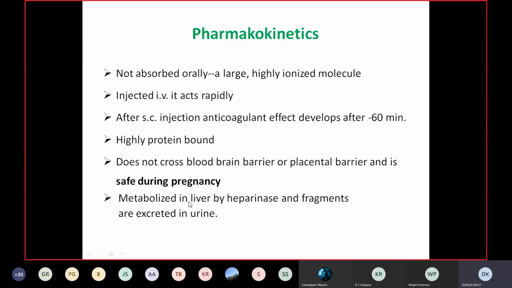It is metabolized in the liver by heparinase enzymes, and the fragments or metabolites are excreted in the urine. So whenever there is a liver disease patient or a kidney disease patient, you have to decrease the dose of the drug, because it is metabolized in the liver. Whenever there is any liver condition, like liver cirrhosis, and the drug is not metabolized, there may be a chance of accumulation of the drug, thereby increasing the risk of complications. In that condition, either you have to decrease the dose or you can give another drug that is not metabolized in the liver.